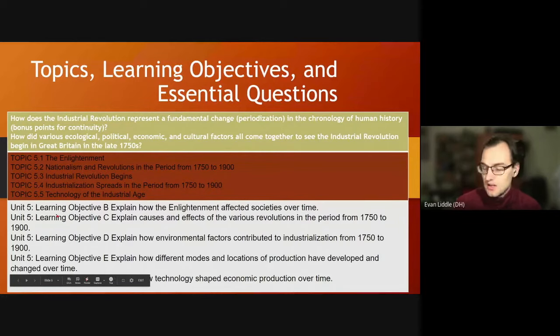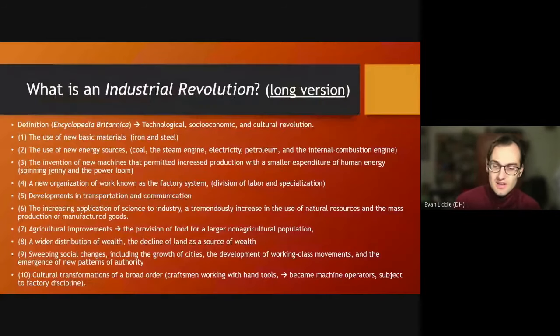Encyclopedia Britannica has a very long multi-page definition that can be broken into 10 parts, which I have listed here. If you'd like to go ahead and read that, that's fine. I'm not going to read that with you, though. If you'd like to pause the video and read this, that's okay. I'm going to give you the short version. What is the Industrial Revolution? But before I do that, let me ask you a question.